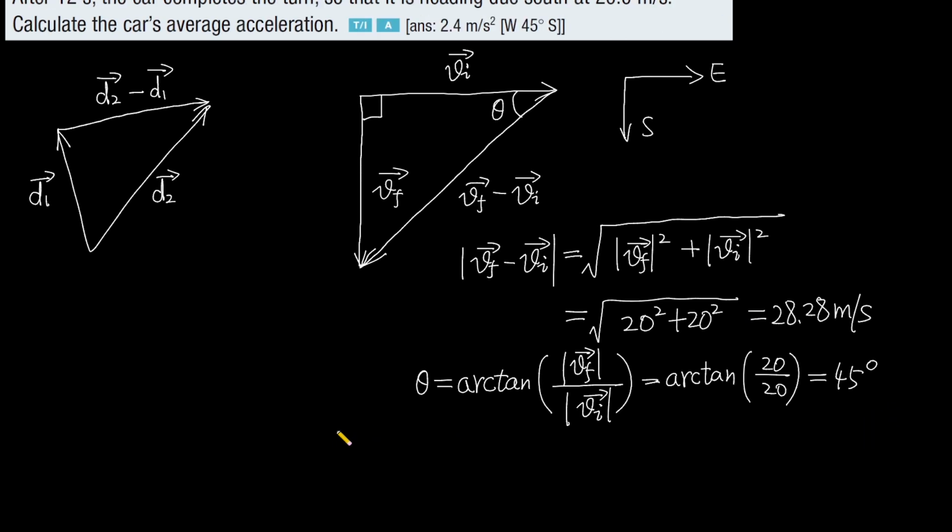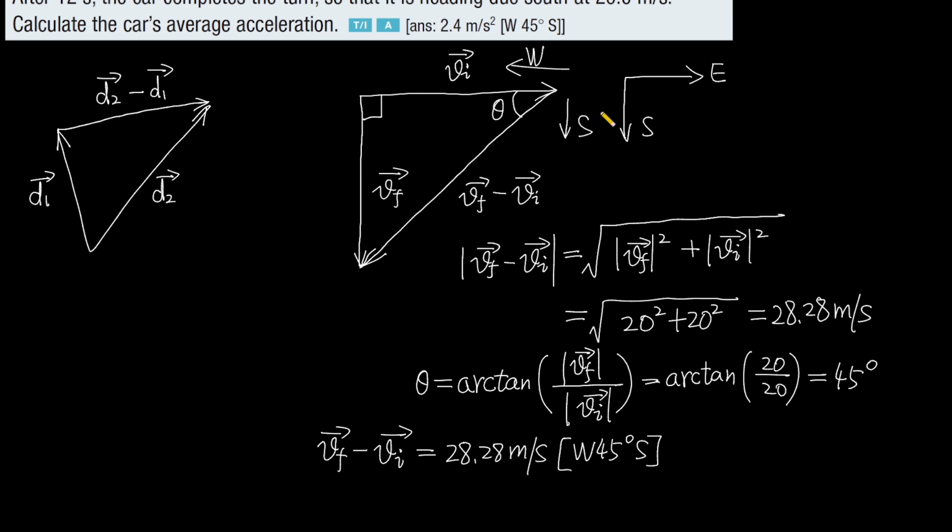Then we can know that the velocity change, the final velocity minus initial velocity, is just 28.28 meters per second. The direction is west 45 degrees toward south. It's because this direction is west and this direction is south. So it's west 45 degrees toward south.